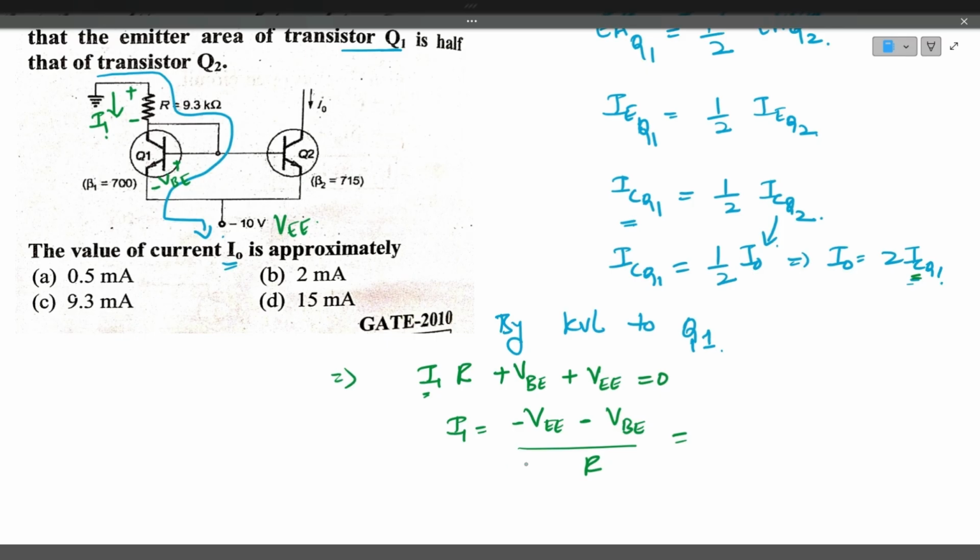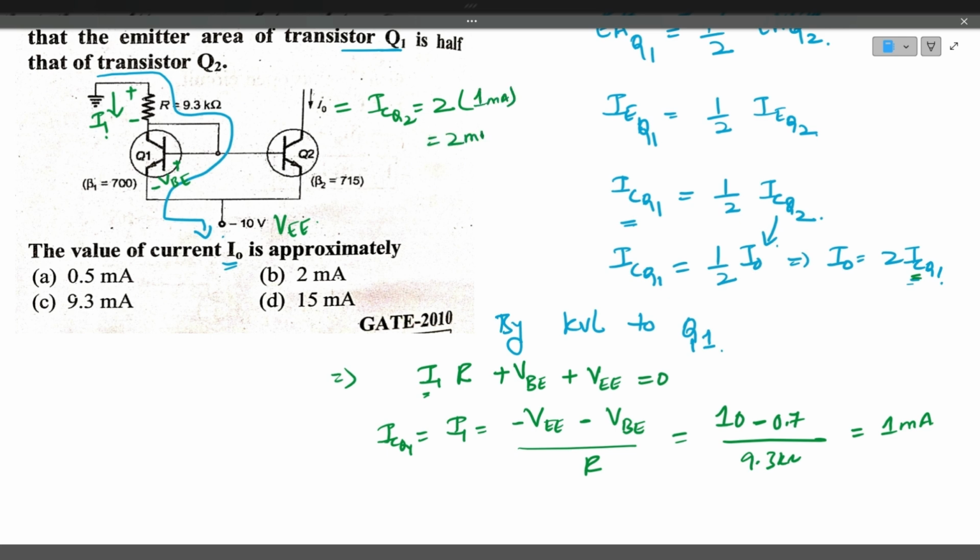Substitute the values. VEE is minus 10 volts. So minus of minus, it is 10 volts, minus 0.7 volts, as VBE will be 0.7 volts. The resistance is 9.3 kilo ohms. So this results in 1 milliamp. So ICQ1 is equal to 1 milliamp. So what about ICQ2? Now I0 is equal to ICQ2, which is nothing but 2 times ICQ1, that is 1 milliamp. So it will be 2 milliamps. So the answer is option B.